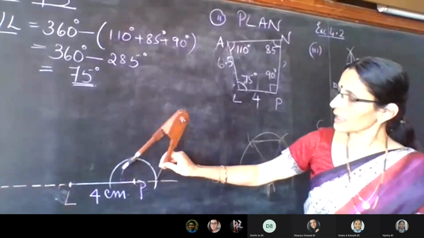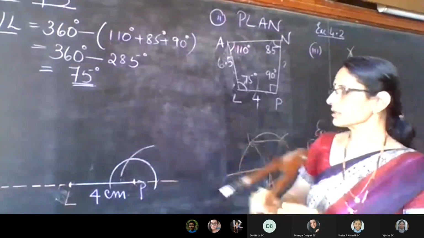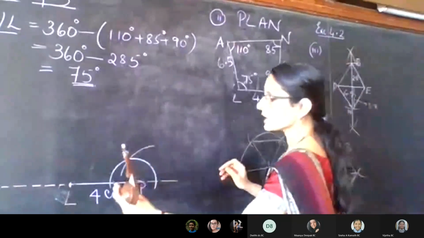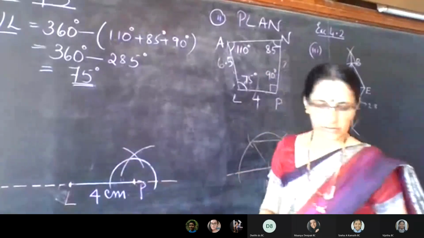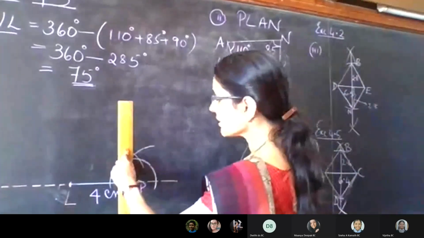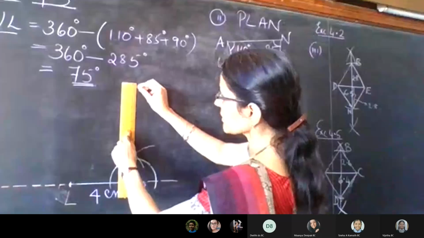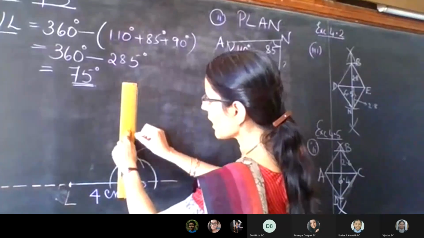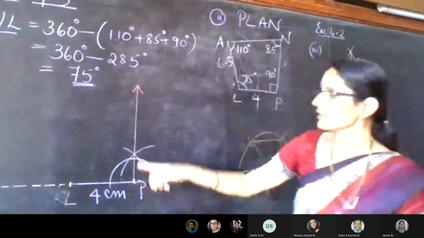More than half, so I will be taking one arc from one end of the diameter, and another arc from the other end. Ma'am, we should not change the radius, right? Means we should take more than half the radius. More than half of the diameter. So I have drawn 90 degree.